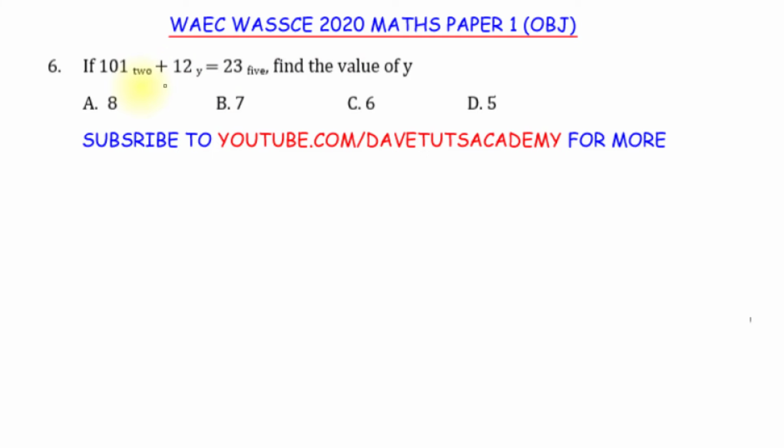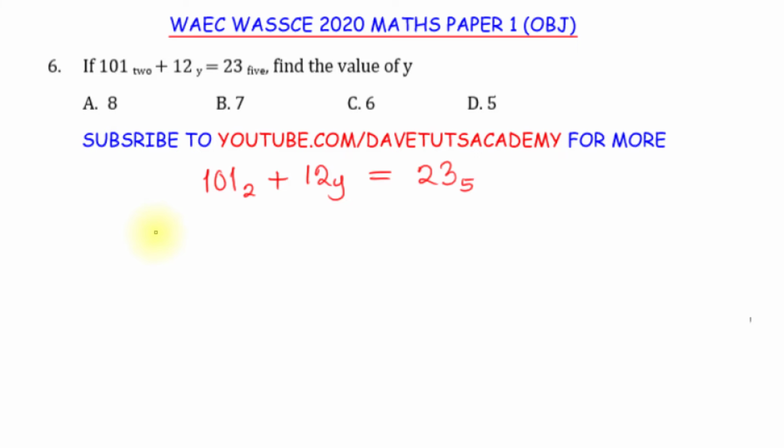And to flatten it out, to convert to base 10, we need to take 101 to base 2, convert it to base 10, 12 to base y, convert it to base 10, and 23 to base 5, convert it to base 10. And this is what we do in that case. Let me write it out like this. We have 101 to base 2 plus 12 to base y is equal to 23 to base 5.